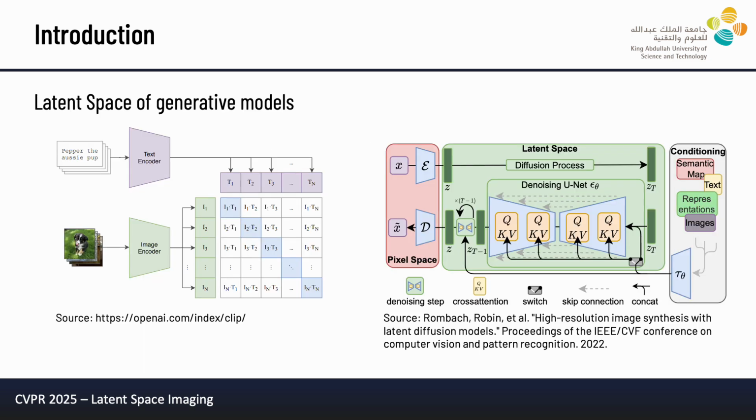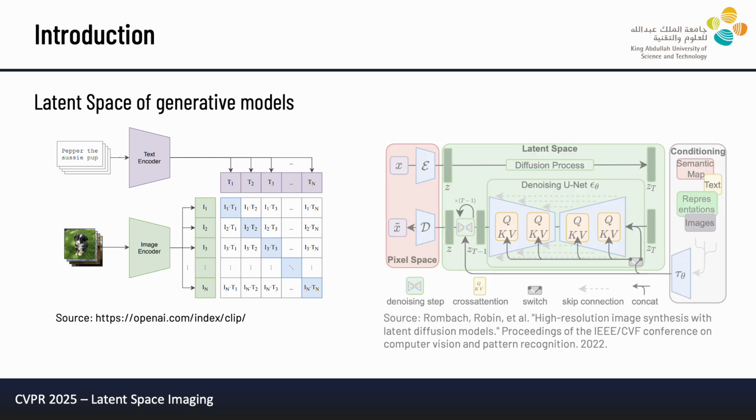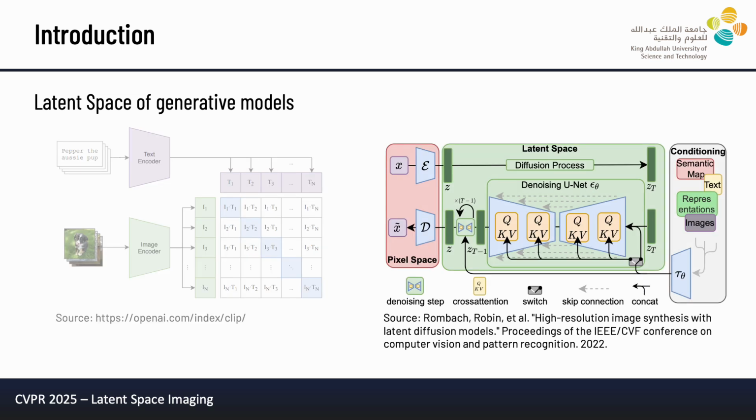The concept of latent space in deep learning has driven major advancements across various fields. CLIP, for example, aligns the latent space of images and text, enabling powerful cross-modal understanding. Latent diffusion, similarly, leverages a compressed latent space to perform denoising more efficiently, accelerating image generation and serving as the foundation for many modern generative models.